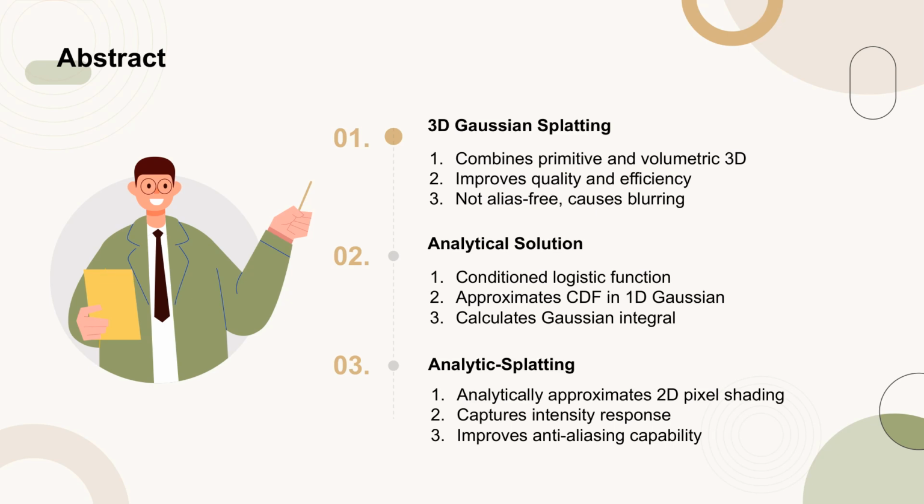However, 3DGS is not alias-free, leading to issues such as severe blurring or jaggies when rendering at varying resolutions. This is due to its treatment of each pixel as an isolated point, ignoring the area it represents. To address this, the authors introduce Analytic-Splatting, which uses a conditioned logistic function to analytically approximate the Gaussian integral within the 2D pixel window area.